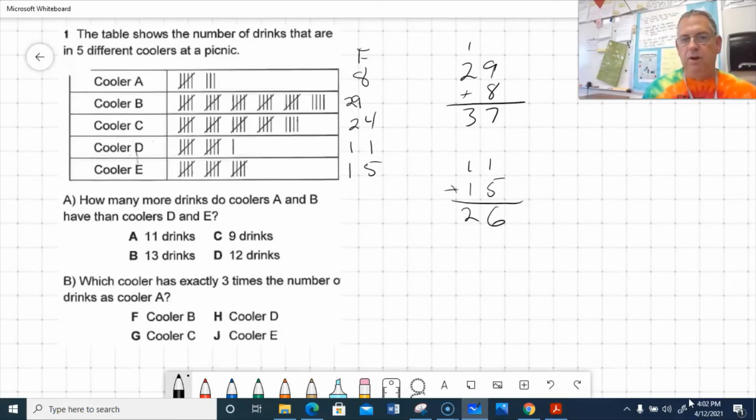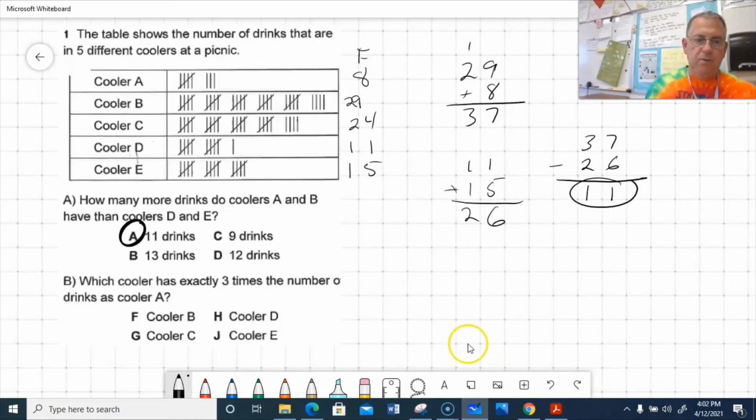So to figure out how many more drinks are in cooler A and B, I would do a subtraction problem. 37 minus 26. What is 37 minus 26? Okay, let's check and see. That's 6 from 7 is 1, and then 2 from 3 is 1, or 20 from 30 is 10. So that means there's 11 more drinks. That would be answer choice A.